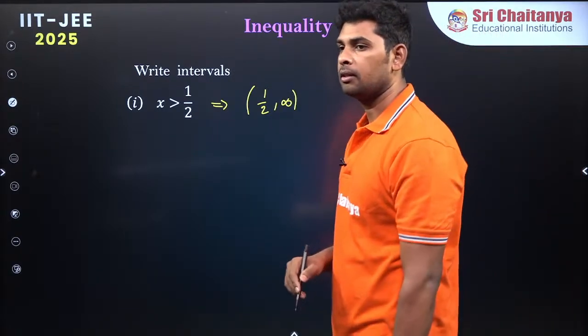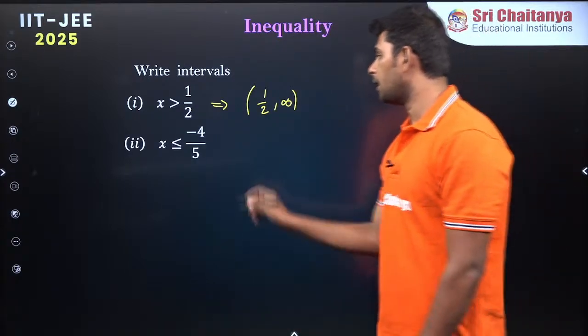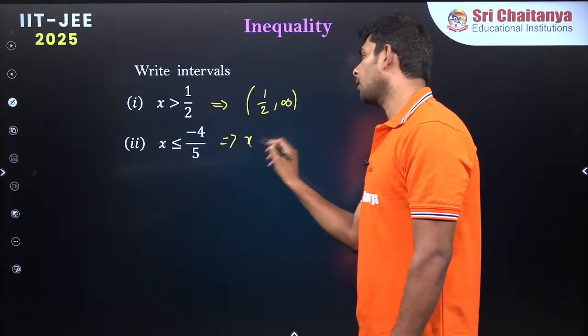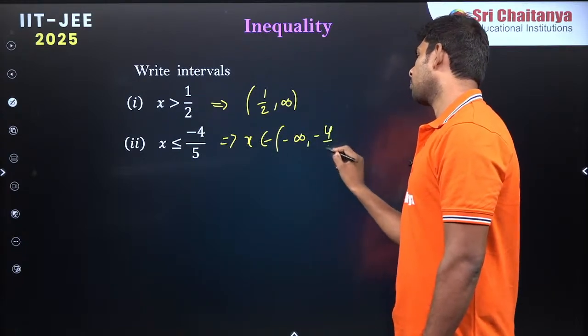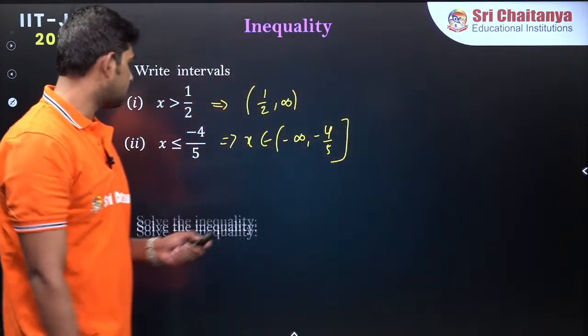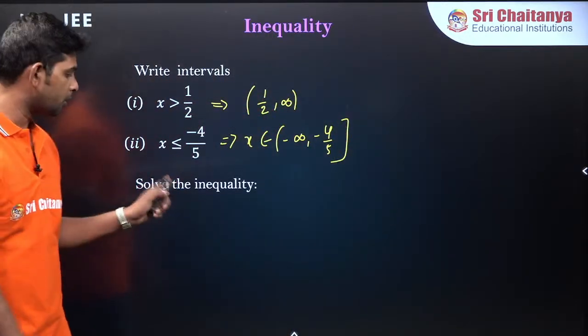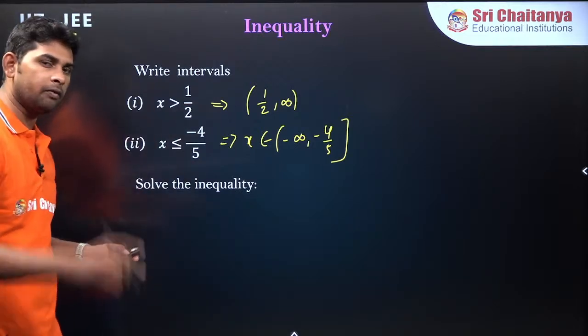Very nice. Right, so now what if I am going to take x is less than or equals to minus 4 by 5? You can write x belongs to, that is minus infinity to minus 4 by 5. Okay, now that is including. Right, so in this way you are going to write. And the second one, I am going to solve one question by using these inequalities, and the next question I am going to give for you, right?